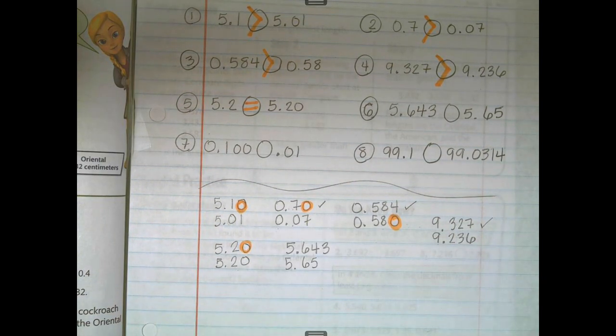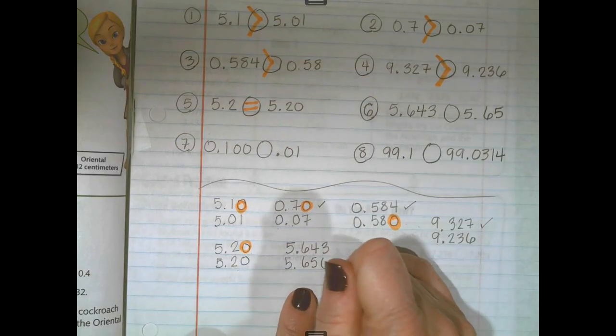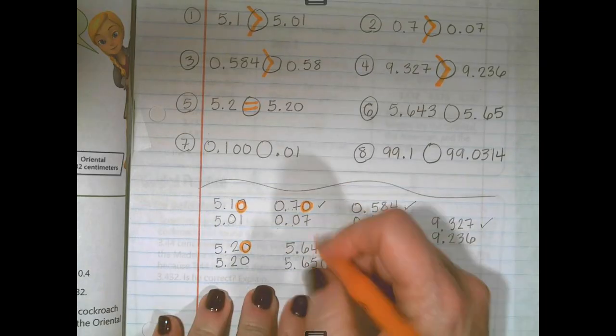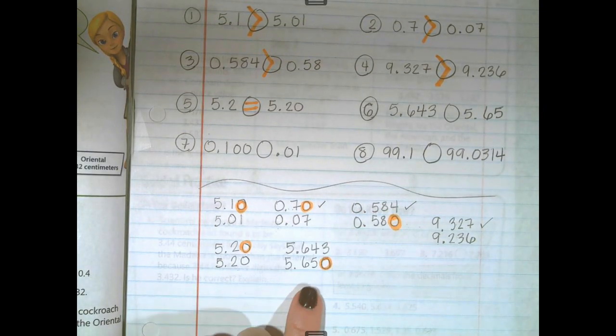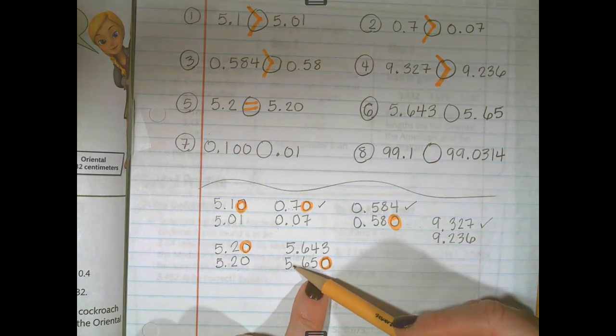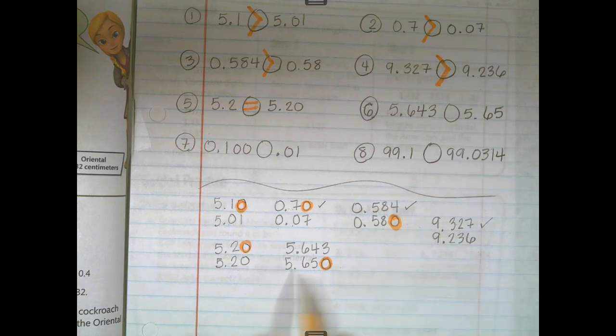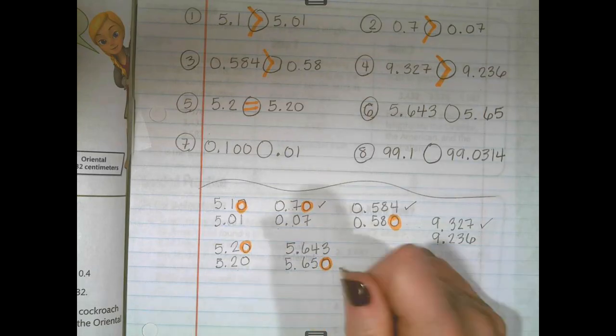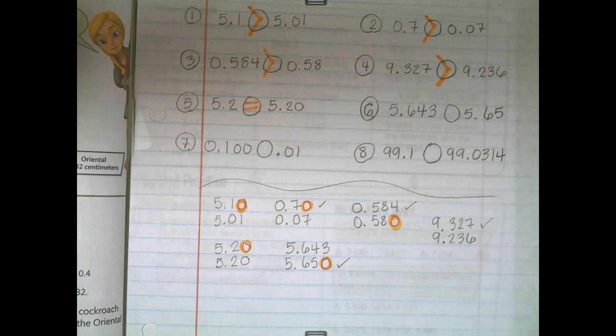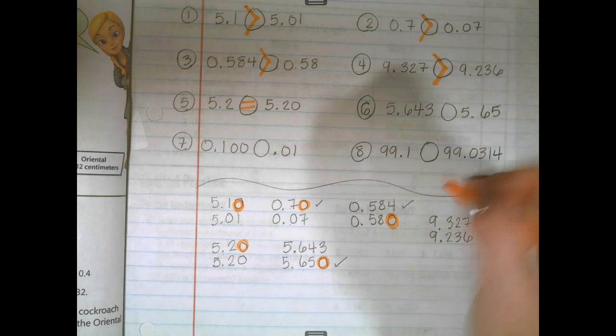All right, so next we have 5 and 643 thousandths compared to 5 and 65 hundredths. We're going to add the 0. That's our place value holder. We created an equivalent decimal. 5 and 65 hundredths is equivalent to 5 and 650 thousandths. Now I'm going to compare place value by place value starting at the largest. The 5 ones are the same. The 6/10ths are the same. We have 4 hundredths versus 5 hundredths. So 5 and 65 hundredths is greater than 5 and 643 thousandths.